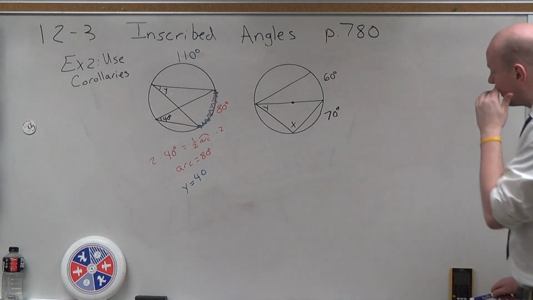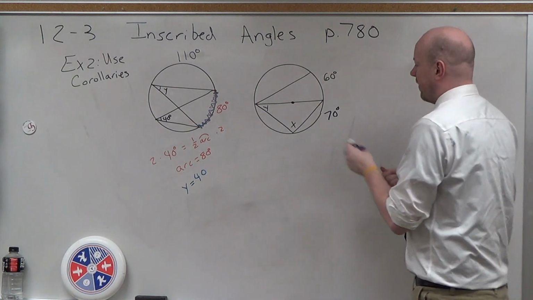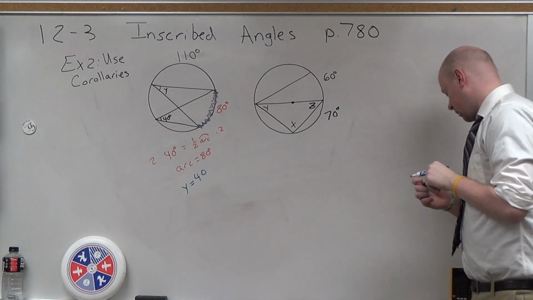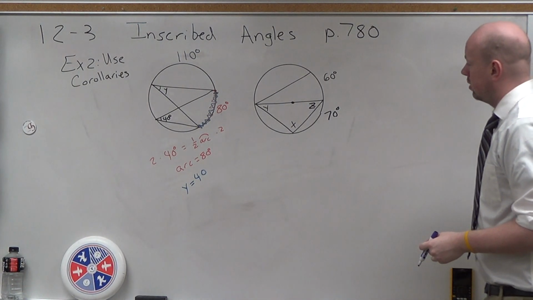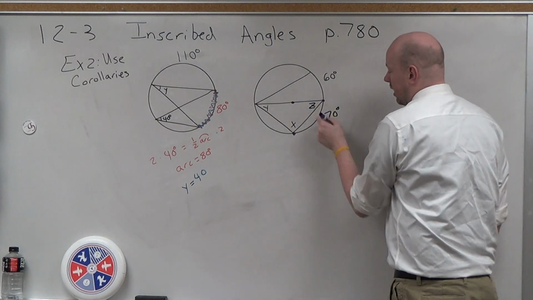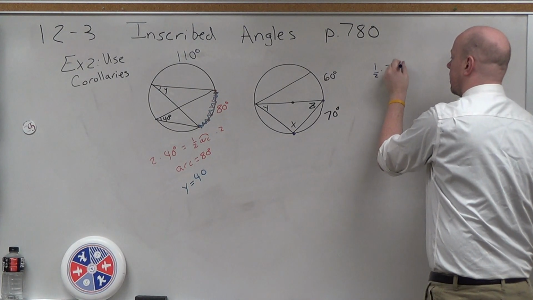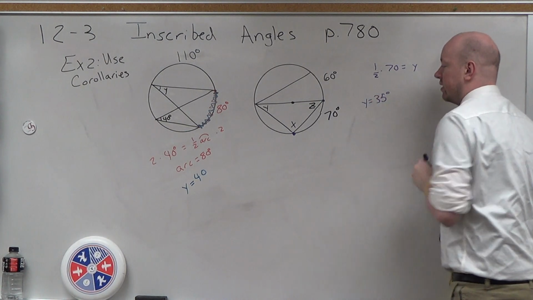On this one, I'll tell you what, let's have some fun. Let's find this one as well. I made that one a z. Okay. So first, well, y is really easy. Y is right here to here, and the arc is 70, so half of 70 equals y, so y has to be 35 degrees.